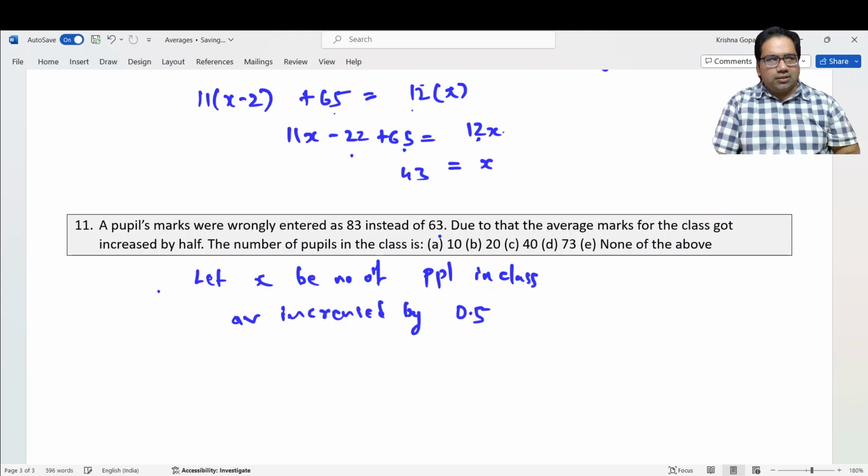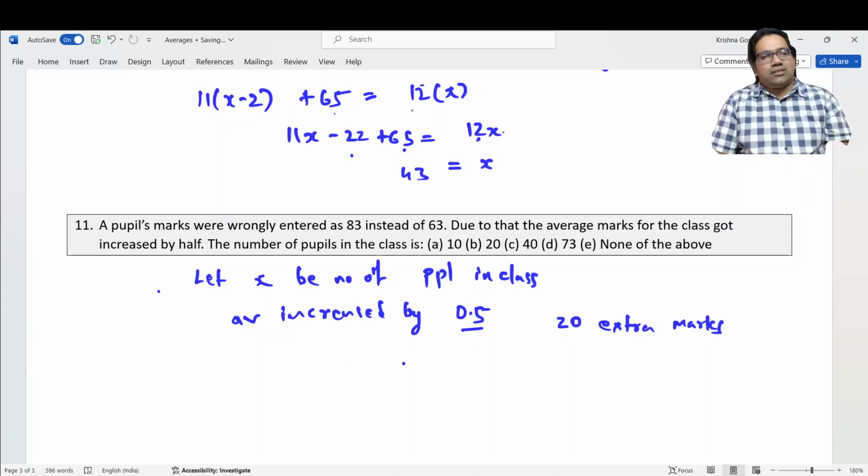Why? Because instead of 63, 83 was entered. That means 20 extra marks were entered. Because of 20 extra marks, the average has increased by 0.5.